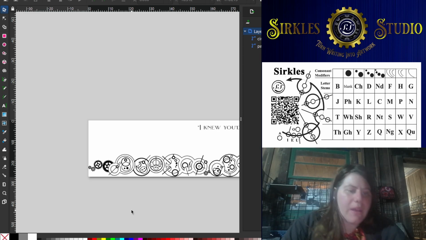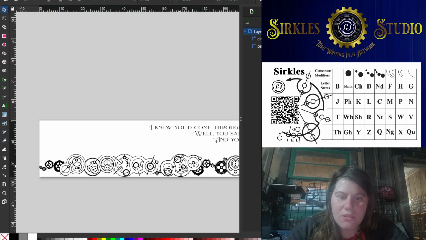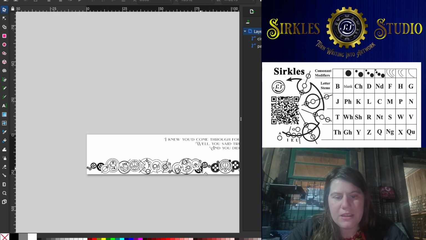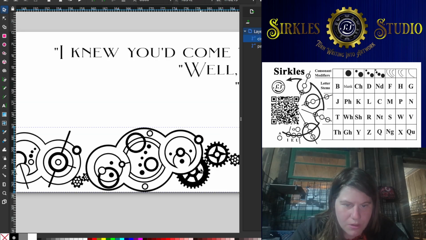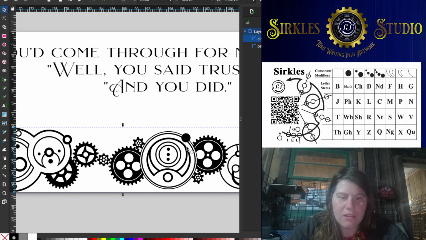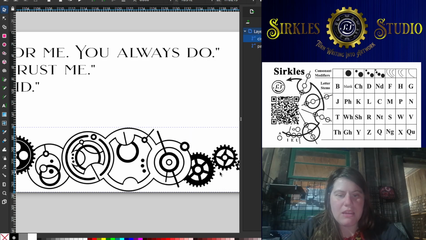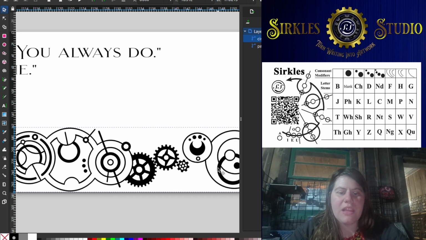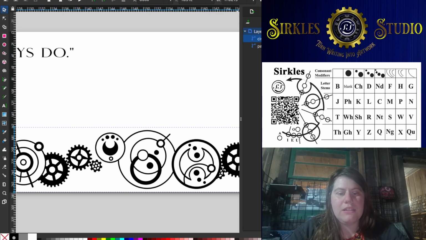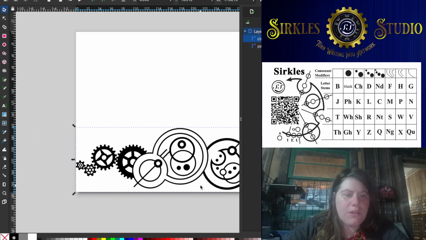So first thing I want to talk about is sentence structure. So we have the little gears. I knew you'd come through for me, and then a little gear space. You always do, and then a bigger space. Let's zoom in a bit more. Do, period. And then well, comma, small gear space. You said, trust me, bigger gear space, and you did. And then it tapers off to the end. So let's go ahead and get through it letter by letter.